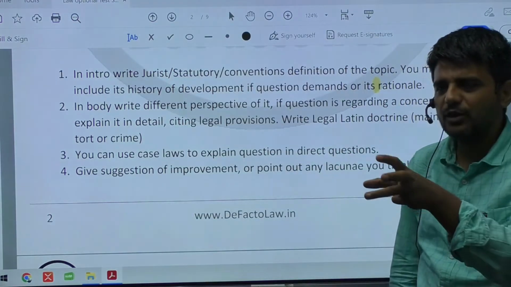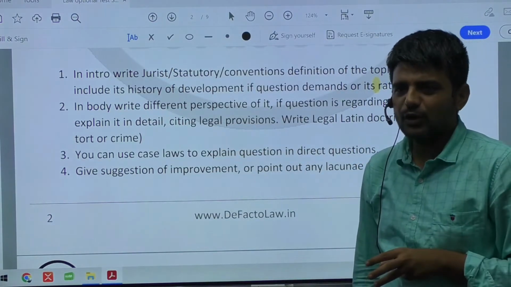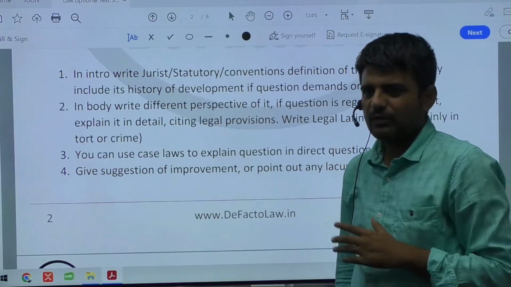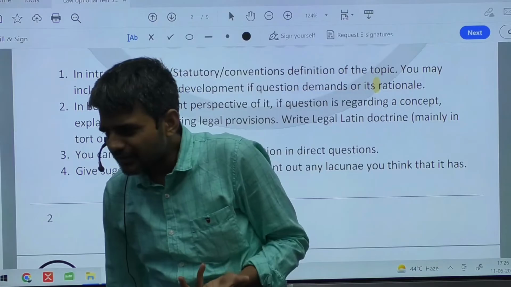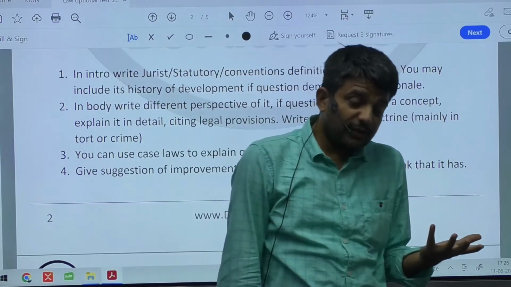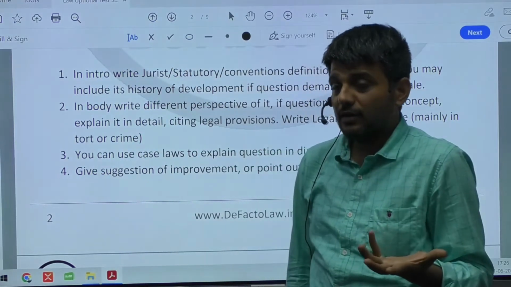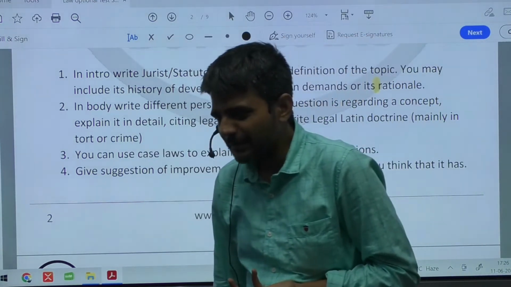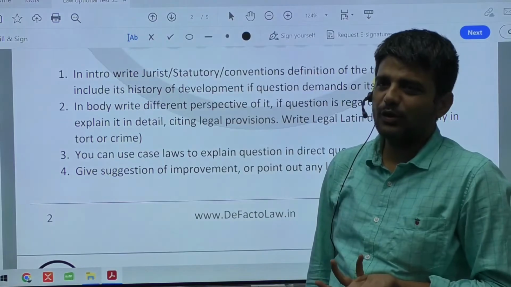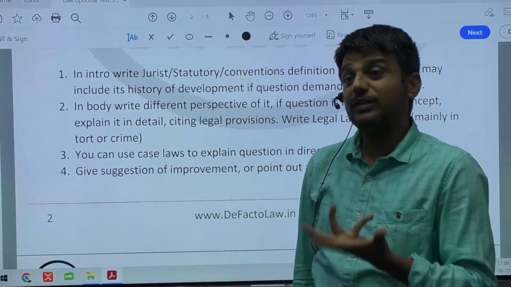For example, if there is a conclusion with regard to an international law question, you have to write the direct one. Then what will you conclude? You will write what the Indian provision for that is, how India recognizes it. Or if it is a direct question related to law of tort, then you can conclude with the recent developments. If it is a direct question related to law of crime, you can conclude with recent case law.